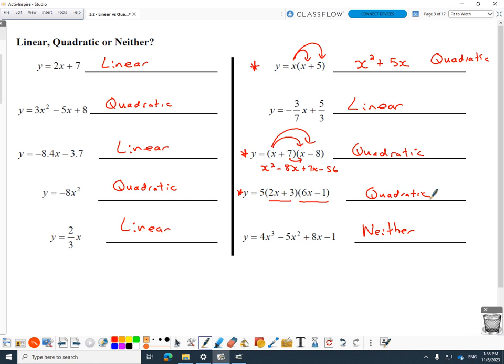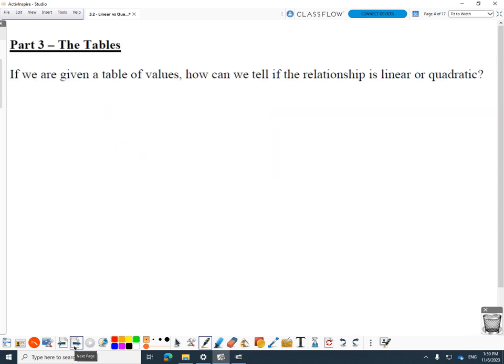All right. Now I just got to tell you about table of values. And then maybe we'll do a bunch of the homework together. Maybe that's what we'll do. We'll knock down a bunch of the homework together. If we are given a table of values, how can we tell if it's linear or quadratic? Linear.